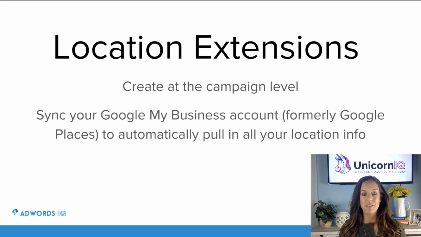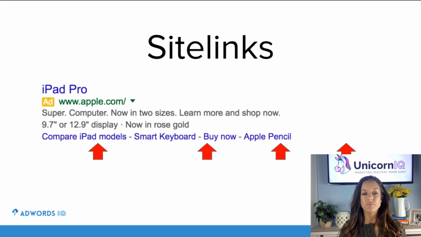All right, so basically at the campaign level is where you are going to set these up. And like I just said, you're going to sync it through Google My Business, and it'll pull it all in for you. All right, next up is add site links.